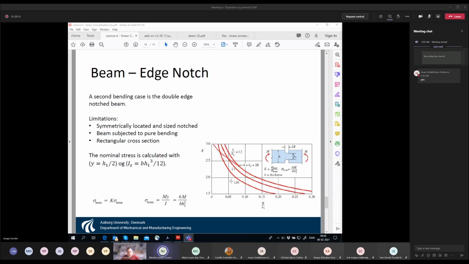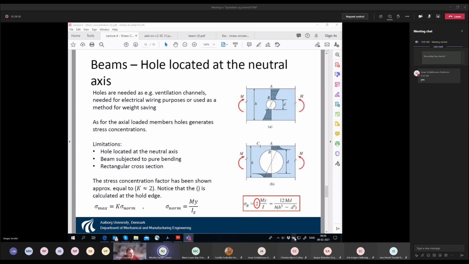Okay. I have a question as well. Yes, please. On that picture, what is C?